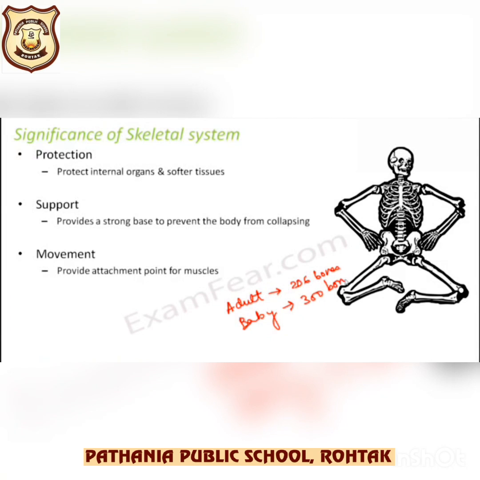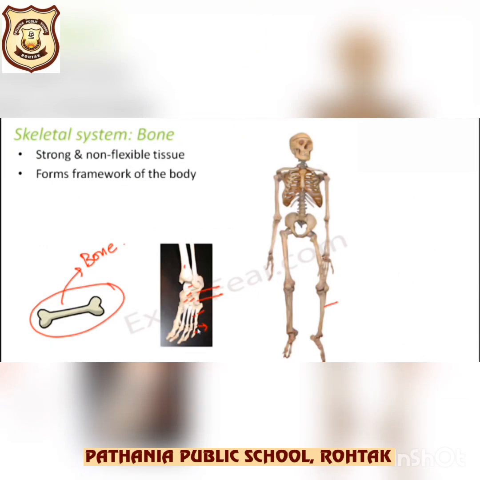So as I told you, in an adult there are 206 bones in the human body, and in a newborn baby there are 300 bones. So when the baby grows, some of the bones fuse together and it becomes 206 bones. I hope the skeletal system and the function of the skeleton are clear to you all. So let us discuss the parts of the skeletal system one by one.